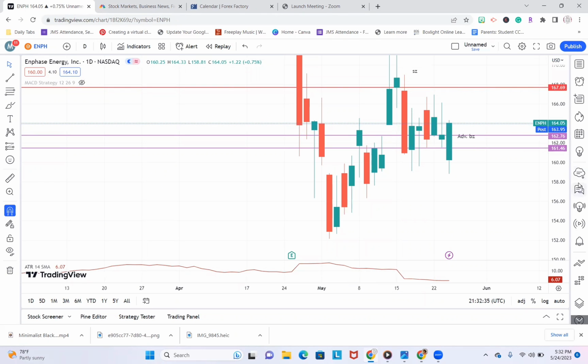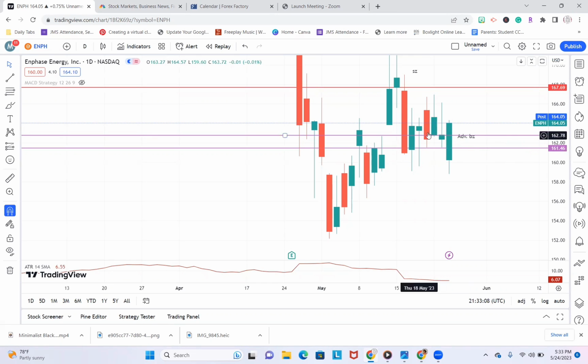It's at 164.05. That's where it ended at the close of the day. And then after market hours, it went down to 163.95. So you just don't know where it's going to go. You could set a bracket order to get you in at a certain level when the market opens in the morning. I don't do that because you just don't know. So I like to wait and let the market settle and then get in.